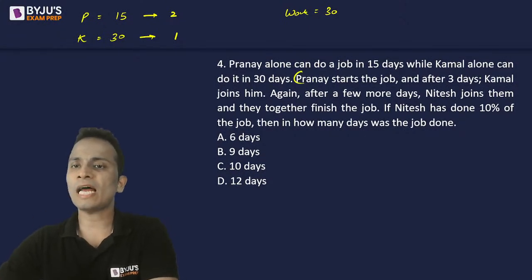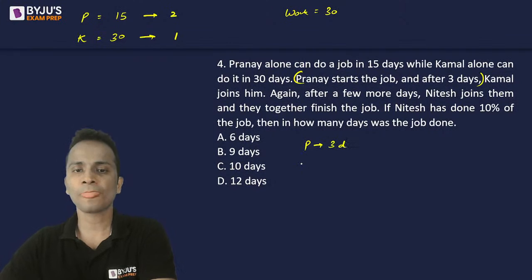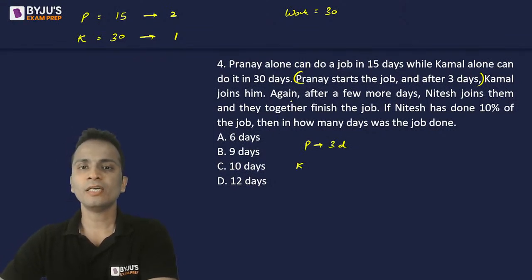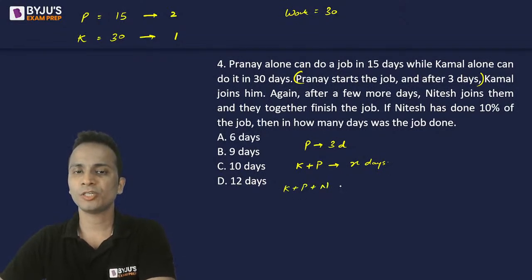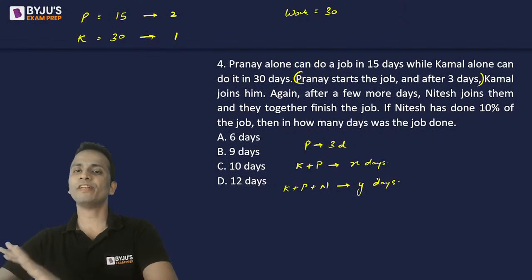Now Pranay starts the work and after 3 days Kamal joins. So first of all, Pranay works for 3 days and then Kamal joins him. Now Kamal and Pranay are working, and again, after a few more days, Nitish joins. So they work for X days, and then Nitish joins them. So Kamal plus Pranay plus Nitish would have worked for Y days and the work got finished.